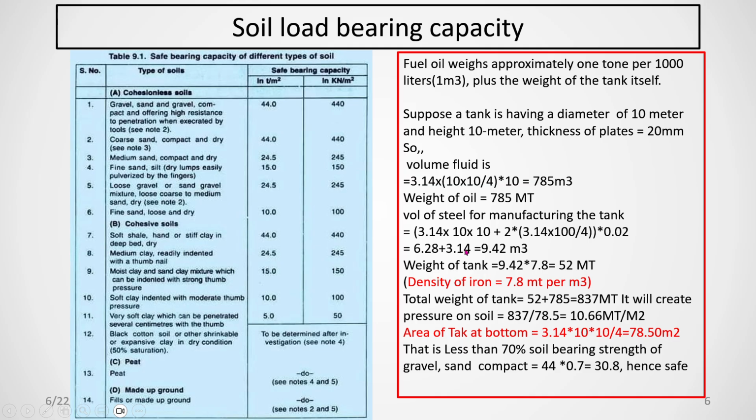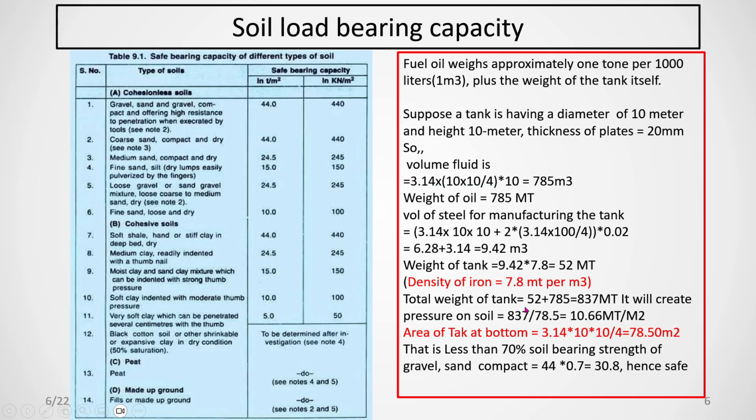If you do the calculation, the steel volume will be 9.42 meter cube, and then the weight of the tank will be how much? Metal volume 9.42 into 7.8, 7.8 is the key, the density of iron, 7.8 metric ton per meter cube. So this is the metal volume, into the density, and that will be about 73 metric ton. So what is the total weight?